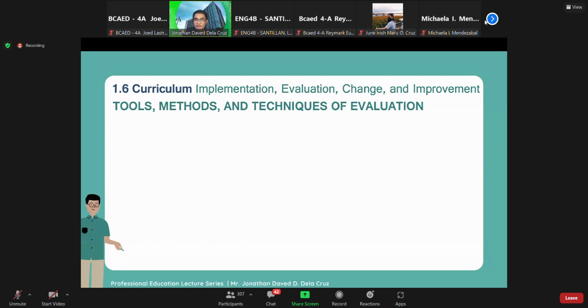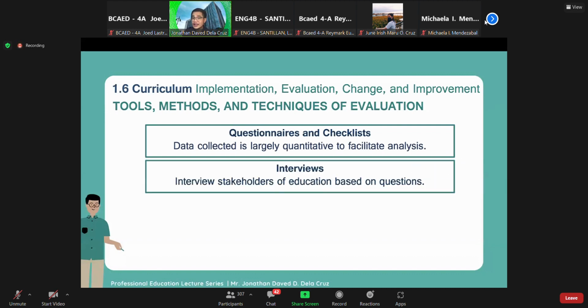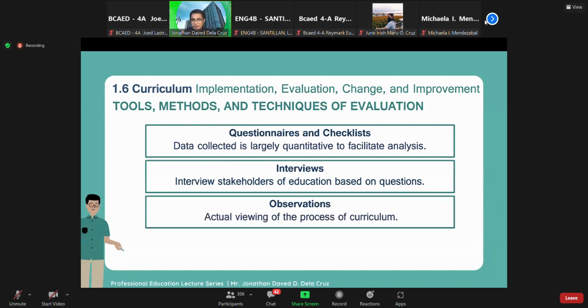There are also different tools and methods and techniques for evaluation. Nandyan si questionnaire and checklists. Data collected is largely quantitative to facilitate analysis. Pwede ding interview stakeholders of education based on questions. So magugulat kayo, minsan yung mga teachers ninyo pinapatawag, iniinterview about the curriculum or about the school. Observations, actual viewing of the process of curriculum. So minsan dito din papasok yung school visitations.